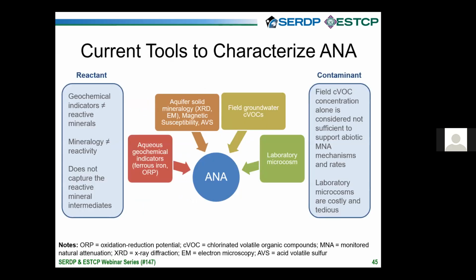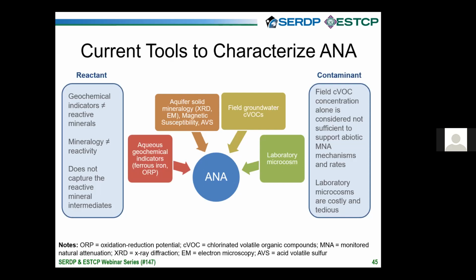So this slide summarizes the existing tools we often rely on to characterize ANA, which can be grouped into 2 categories. On the left is the reactant, on the right is the contaminant. On the reactant side, commonly people use aqueous geochemical indicators such as ferrous iron, oxidation reduction potential, or dissolved oxygen to qualitatively assess redox conditions. But as we know, aqueous geochemistry hardly equals solid phase reactivity. I'll give you a very good example in the next slides. We have also used aquifer solid mineralogy, such as X-ray diffraction or electron microscopy, to identify and differentiate those reactive phases. But again, they do not speak to the reactivity.